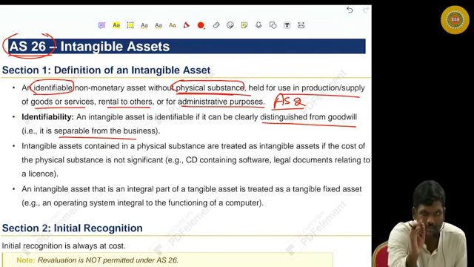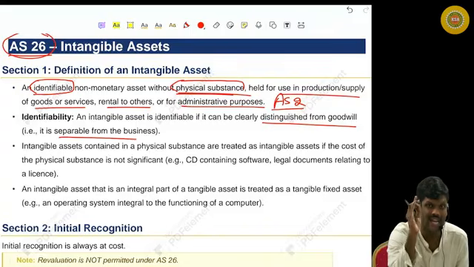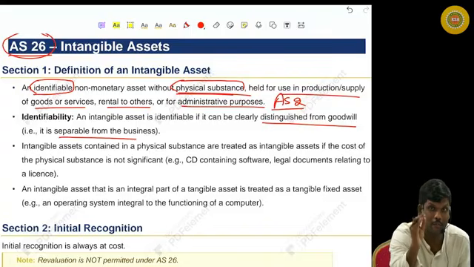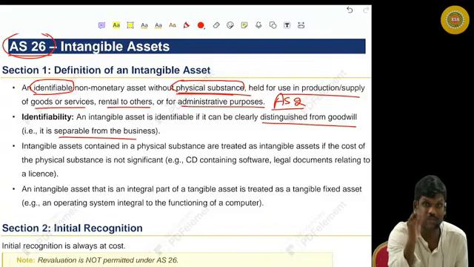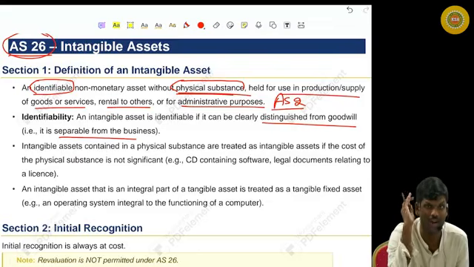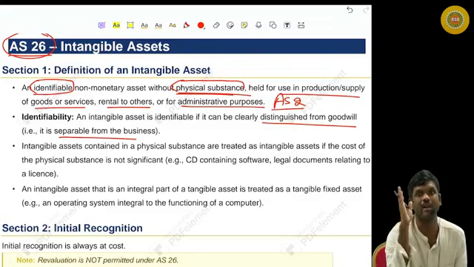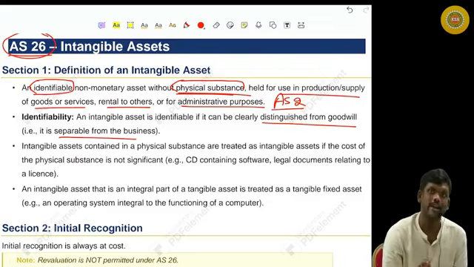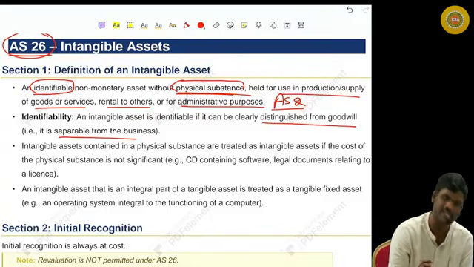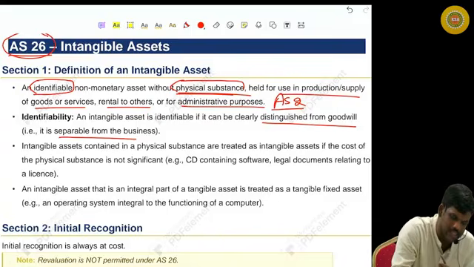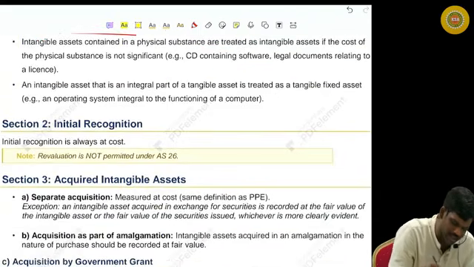So keep it in your mind very, very clear. Any intangible asset, if it is an integral part of a tangible asset, that means without that intangible asset, the tangible asset will not run, then that intangible should be classified as a part of tangible. It should not be shown separately in the financial statements as intangible assets. Okay. I hope you're clear with this definition portion.